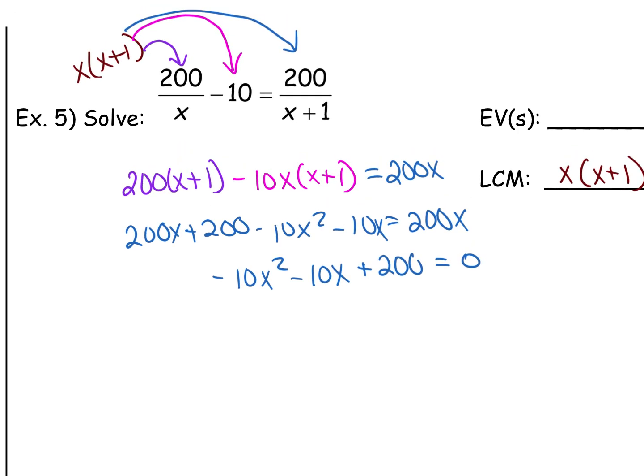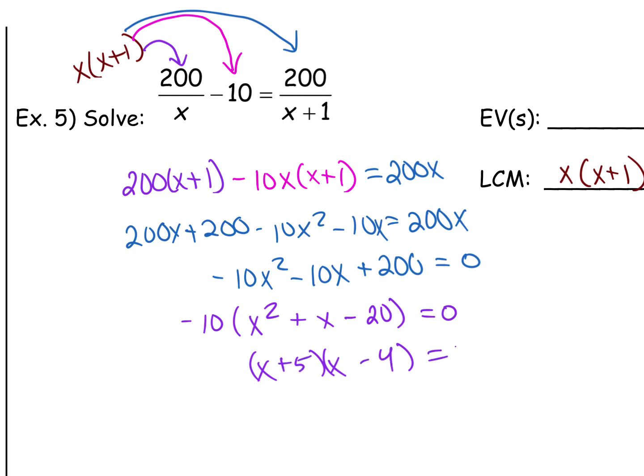We're going to have to factor it before we do that. Let's take out our GCF. What's the GCF on this? So we're going to take out a negative 10, which leaves me with x squared plus x minus 20. And this is going to factor out to be what? x what? Plus 5, minus 4, which is going to give me x equals negative 5 and 4.